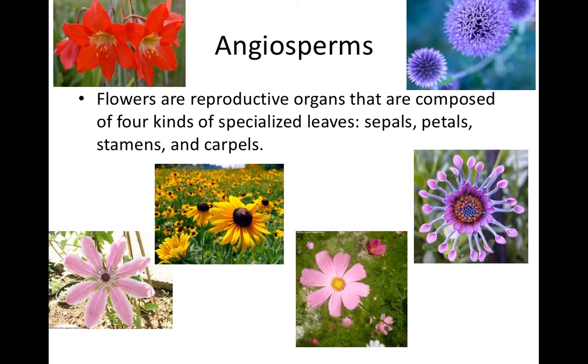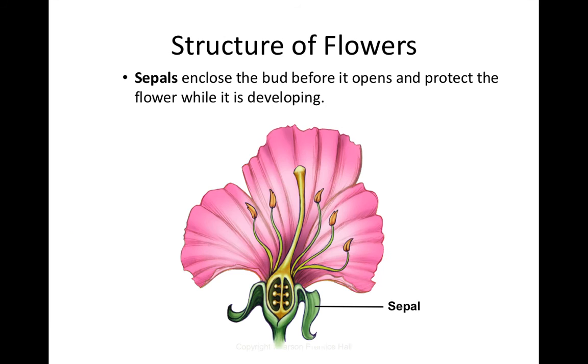Now with angiosperms, the reproductive organs are those flowers. Okay, so every flower, you can see there's a wide variety of petals, colors, lengths, even when it comes to the centers of them where the reproductive organs are, there's a lot of variety there, but ultimately all flowers have the same 4 kinds of specialized leaves. You have sepals, petals, stamens, and carpels. So we're going to point out those parts when we look at the parts of a flower.